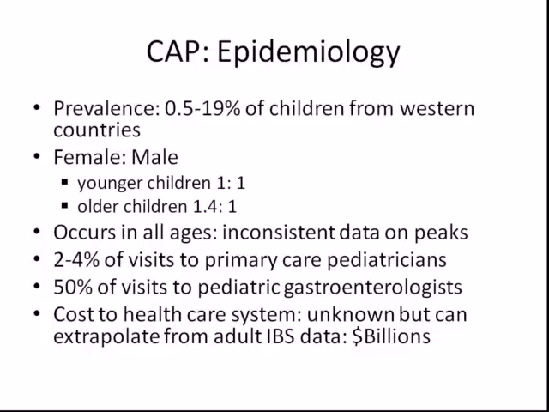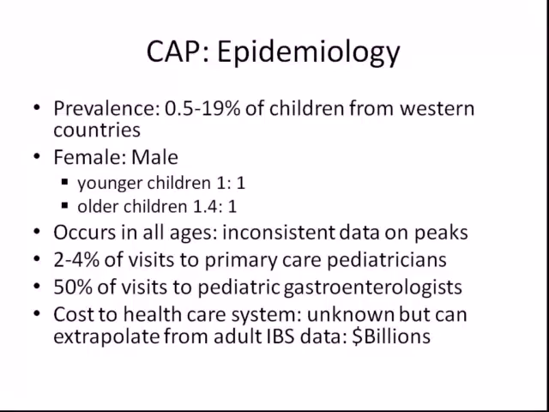So what's the epidemiology of chronic abdominal pain in children? Well, there's a wide range in prevalence, from 0.5 to 19% of children from Western countries. Before puberty, there's an equal representation of males and females, but after puberty, there's a female predominance, 1.4 to 1. It occurs in all ages of children, and there's inconsistent data on the timing of peaks.